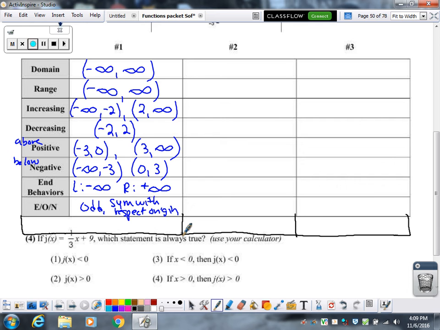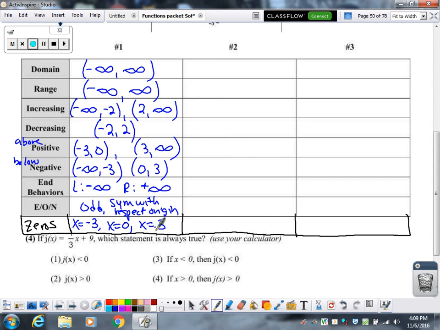And then this last row is going to list the zeros of each of these three functions, meaning where does the graph cross the x-axis? Crosses the x-axis at -3, crosses the x-axis at 0, and it crosses the x-axis at +3. Okay, so far so good, I hope.